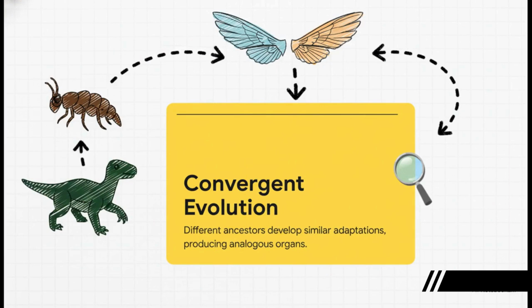And then you have the second path, convergent evolution. Now in this case, you start with completely unrelated ancestors, but, and this is the important part, they happen to face a similar problem in their environment, like needing to fly. So, completely on their own, they evolve similar solutions. Their paths converge on the same function. And that's how we end up with analogous organs, like the wings of birds and insects.